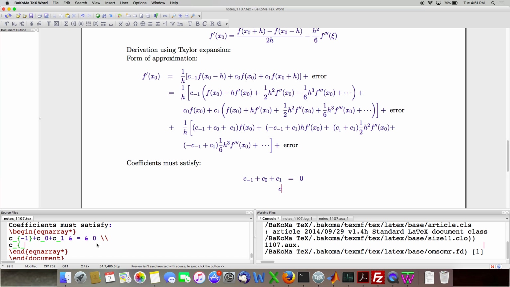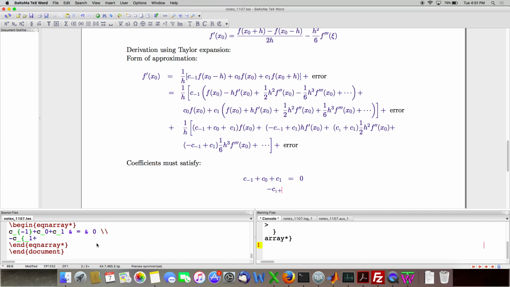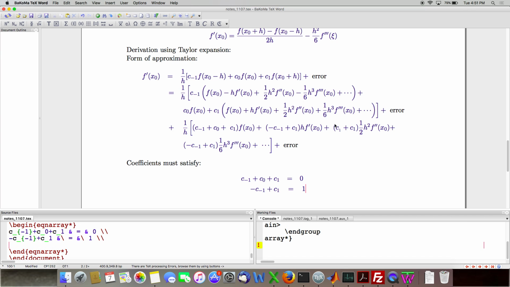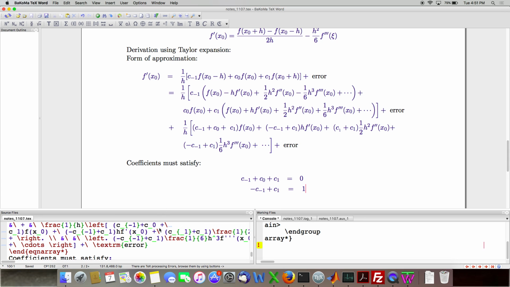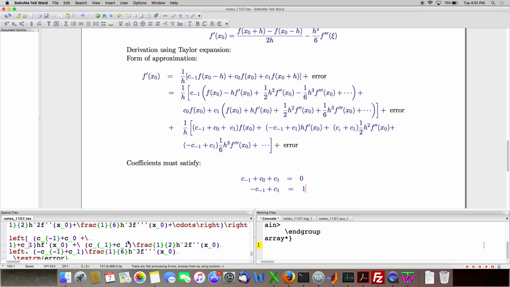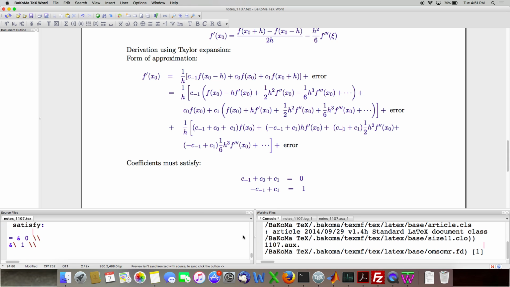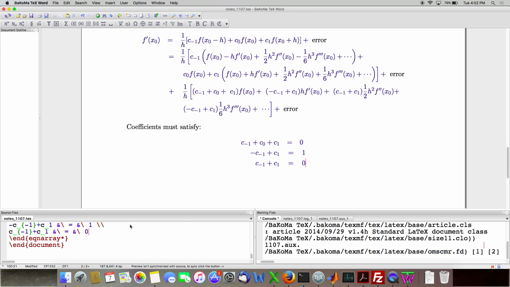So I have c minus 1, or minus that, plus c1 is equal to 1. And then here I have an f double prime term. I want that to be gone. So, whoops, I need to fix that. Okay, that should be a minus 1. So these two coefficients, c minus 1 and c1, they must sum to 0. Okay, so this is my system of equations that has to be satisfied.